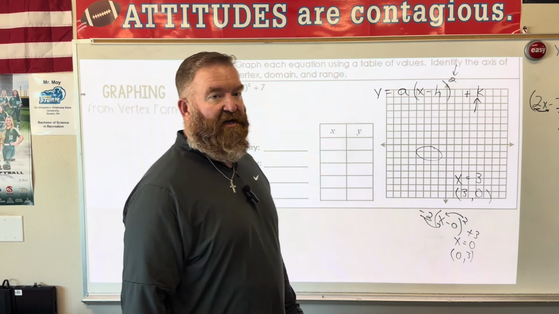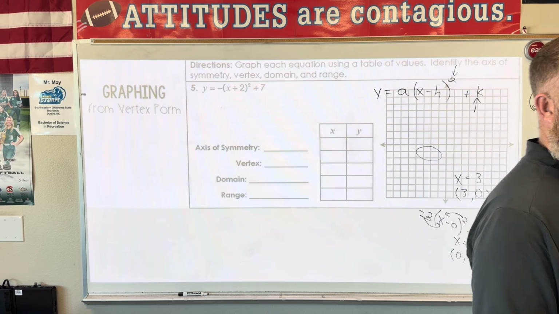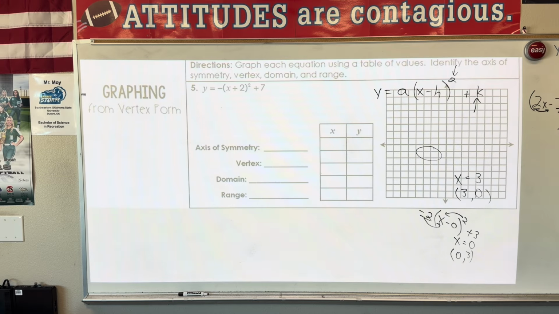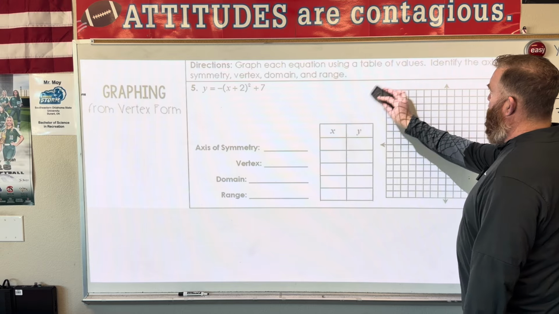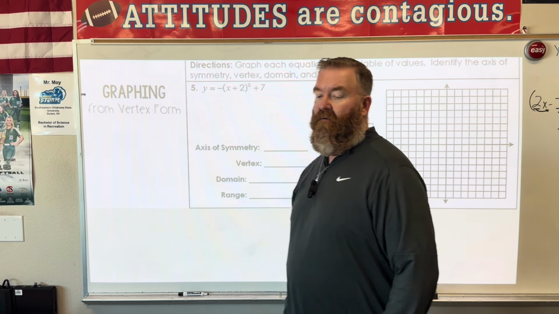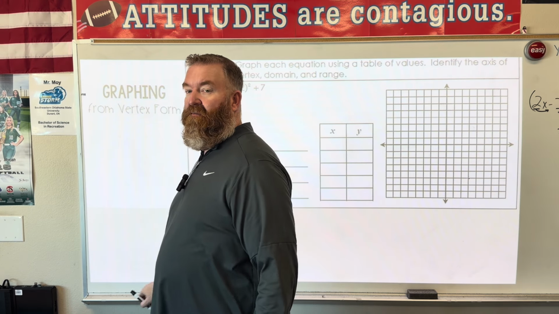First of all, is this positive or negative? Look at it. Negative. So which way should this go? Up or down? It should open down. Good. This one should open down. You should be able to do this without a calculator, but you know what? We're going to do it anyway, because you have access to Desmos, you might as well use it, right?